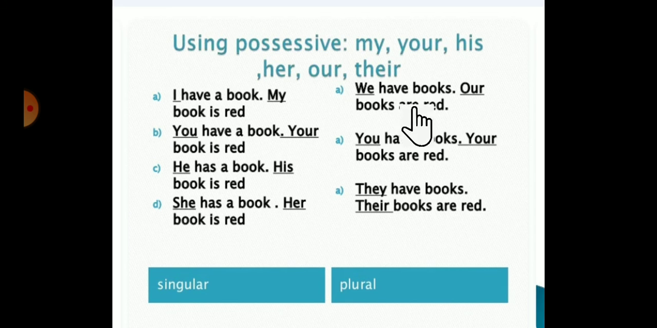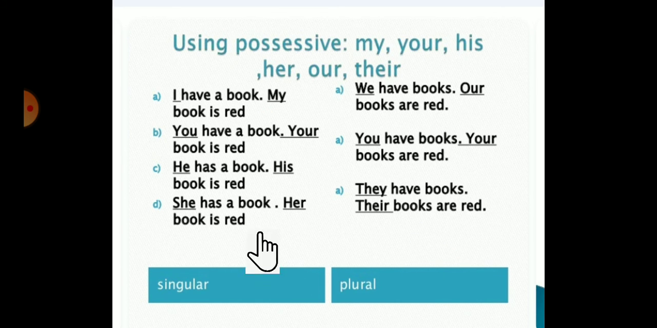Understood? Again, we have books. Our books are red. So we and our is a possessive, which tells about the ownership and quality of the book. Okay. You have books. Your books are red. So you and your is a possessive, which tells the qualities of books. Okay. And the ownership. Then they have books. Their books are red. So it tells about the possessives. Okay. And the quality of the books.